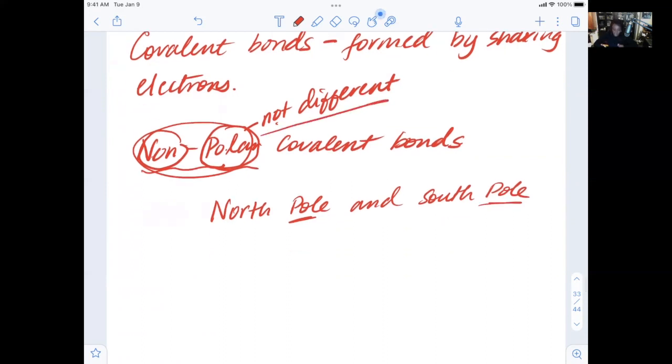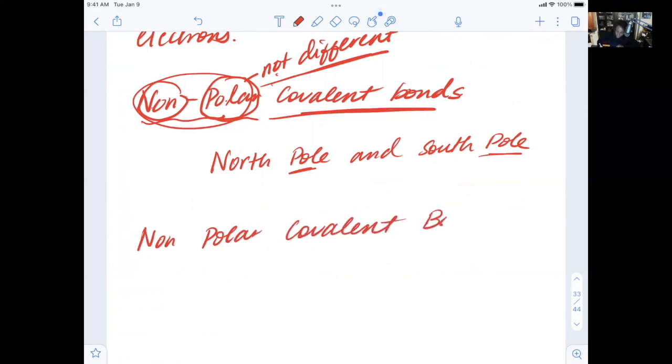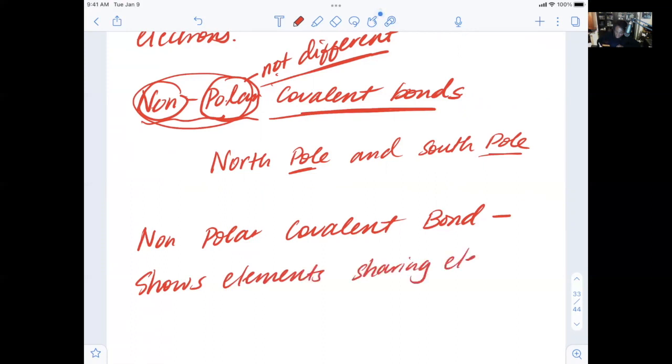Non-polar, not different, okay? So once you draw the Lewis structure, you will see some bonds where there is not a difference. Okay, so back to covalent bonds, back to the definition. Non-polar covalent bond shows elements sharing electrons equally.